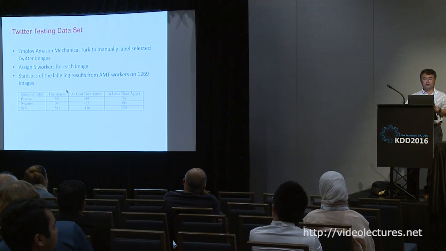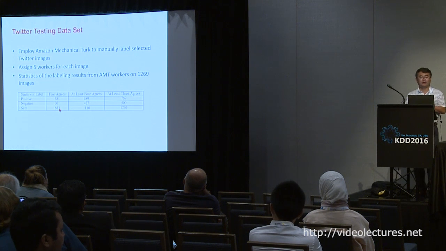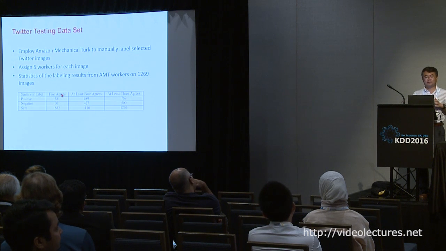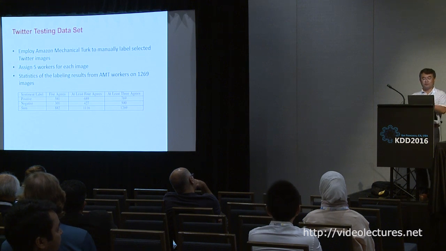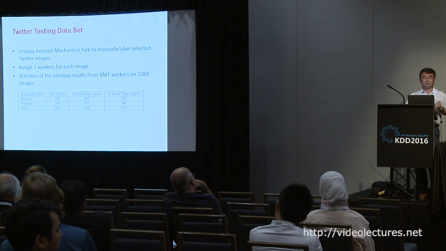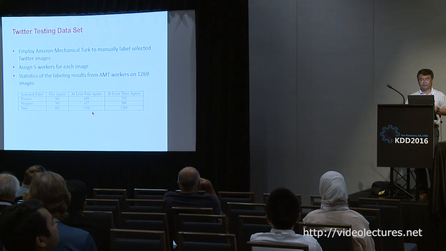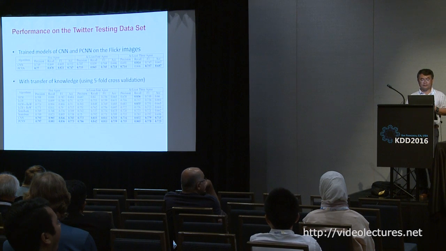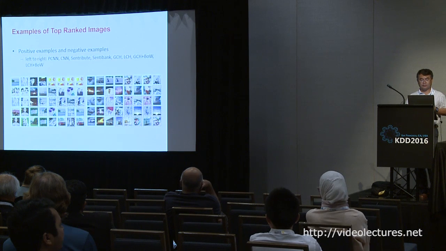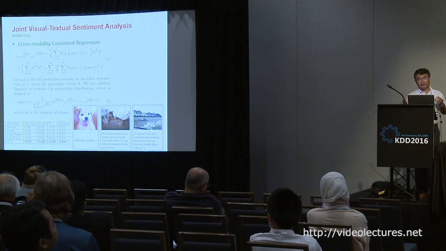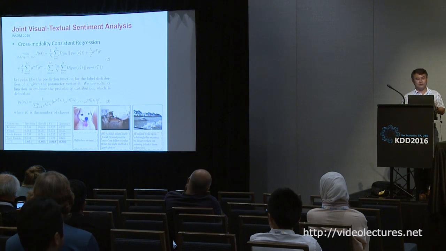We also break down our data set in terms of human opinion. So there's a group where 5 Amazon Mechanical Turk workers agree, 4 agree, and 3-2 split. And you can see the sort of results we were getting. Okay, I'm going to skip all the numbers. So that's our first attempt at extracting sentiment from images.